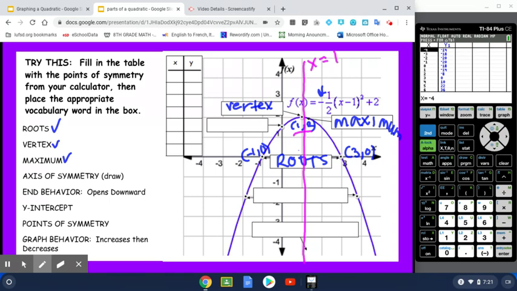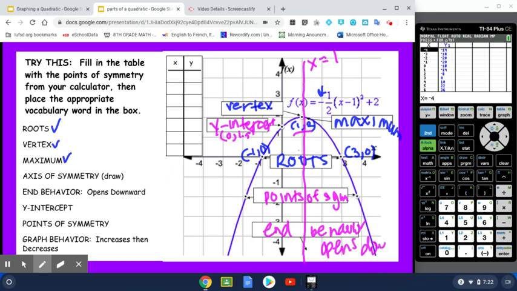And behavior, yes, opens down. Your y-intercept is over here because it crosses the y-axis, and that's at (0, 1.5) because it's halfway up between 1 and 2. Your points of symmetry are any of these points that are opposite each other. Your roots, like I said, are very fancy points of symmetry, but they're roots. And then this is your end behavior. I forgot to put that in here, which is end behavior opens down.